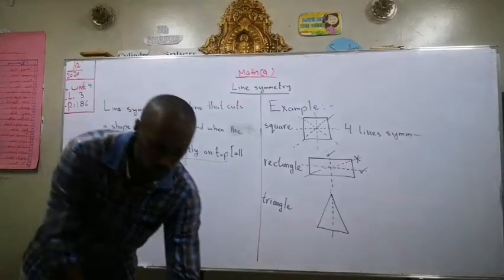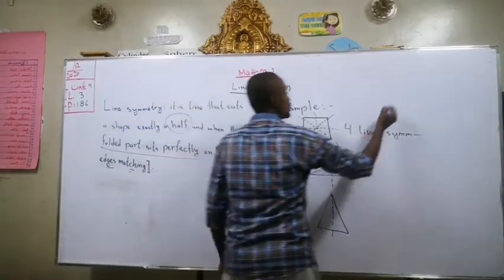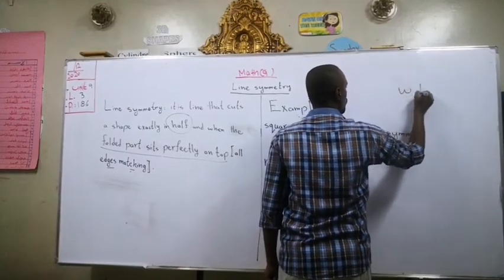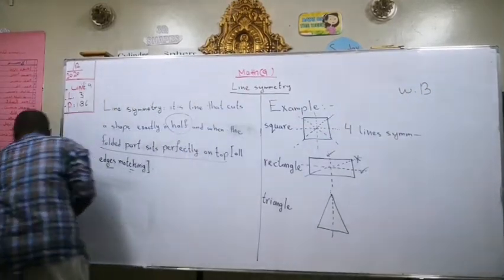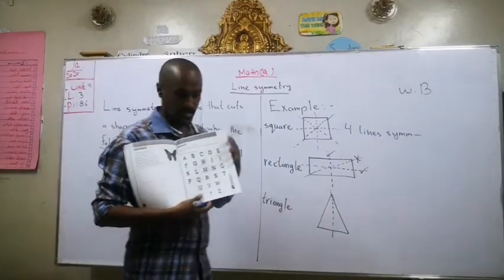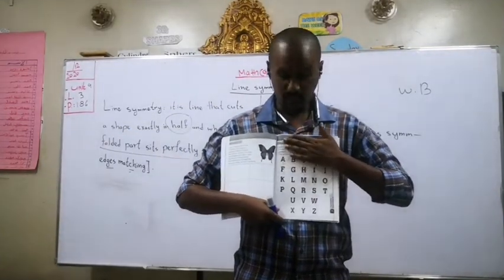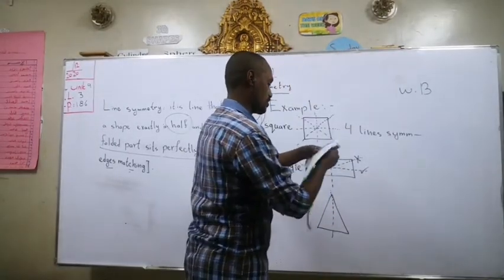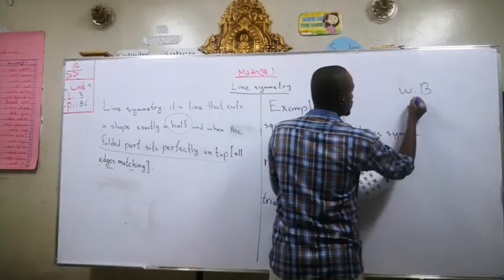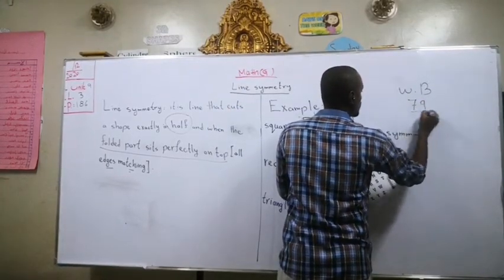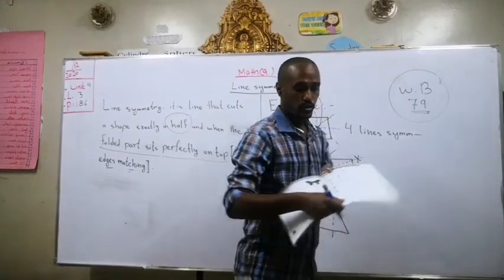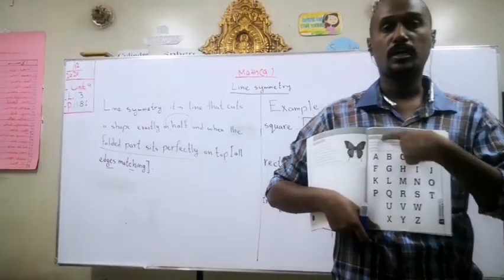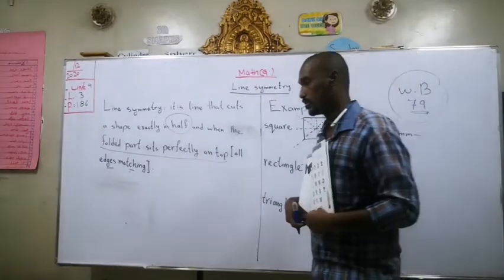At the end, I want you to go to the homework. I want you to go to the workbook, page 79, and look at this page. Try to find a symmetry line for the alphabets, all of them. And thank you.